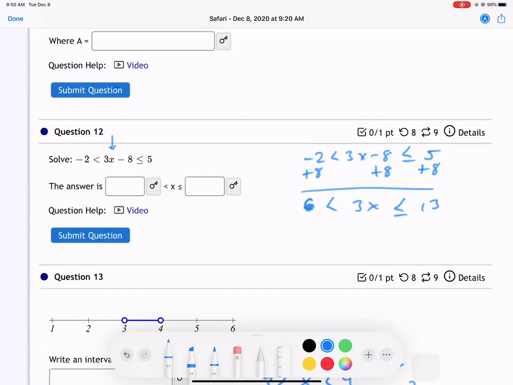Okay, from here we're still going to get rid of the 3. Then we're going to divide both sides. Go ahead and divide 3 to both sides. That's going to be 2 less than x less than or equal to 13 over 3. And the right side is a fraction, it looks like. But that's okay. So we just enter our answers there: 2 is less than x, which is less than or equal to 13 over 3.